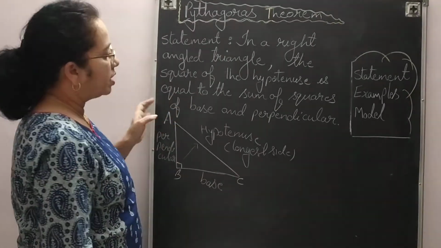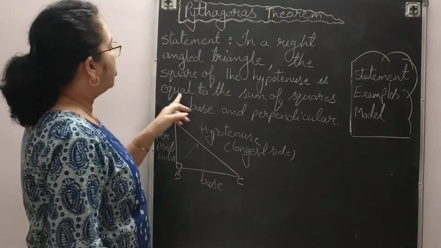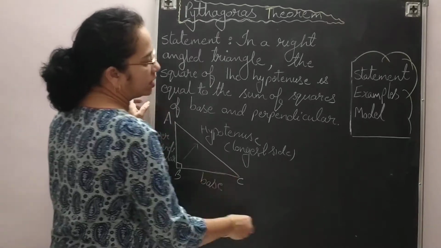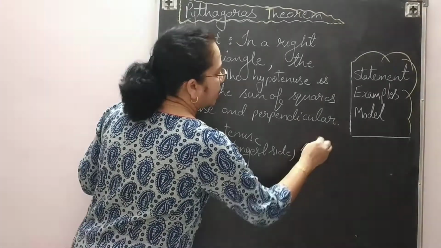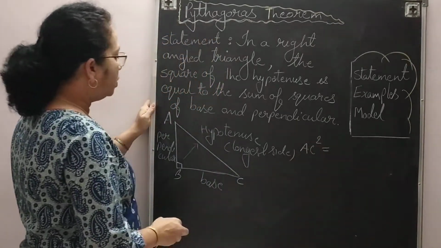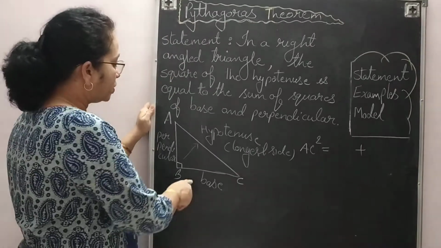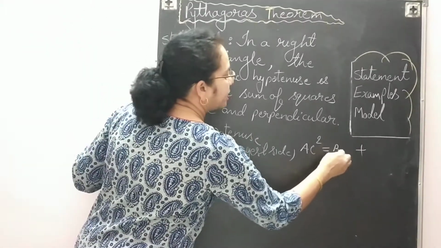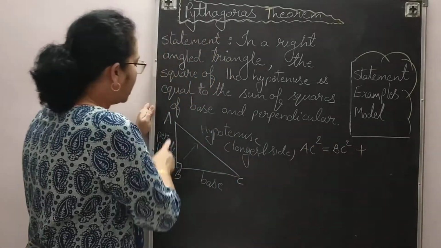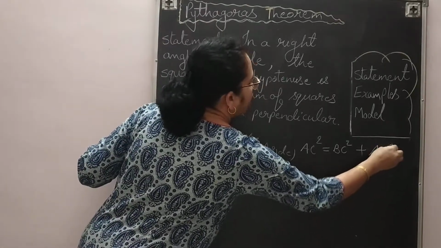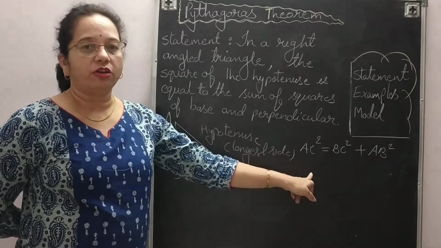So what does this theorem say now? The square of the hypotenuse, hypotenuse is AC. So AC square is equal to the sum of squares of base. Which one is base here? BC square, and perpendicular is AB. So this is AB square. This is your Pythagoras theorem.